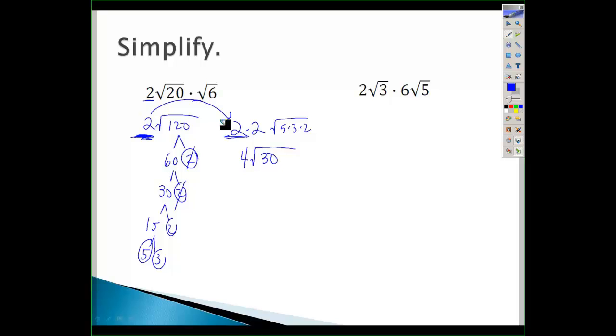Okay, so let's look at this example here. This time 2 root 3 times 6 root 5. Like I said before, the numbers on the outside get multiplied together. That's 12. The numbers on the inside of the roots get multiplied together. That's 15. From there, all you have to worry about is simplifying. I know 5 and 3 are both primes. They're both going to have to stay under. There's nothing I can pull out. So my final answer is just going to be, sorry, 12 root 15.